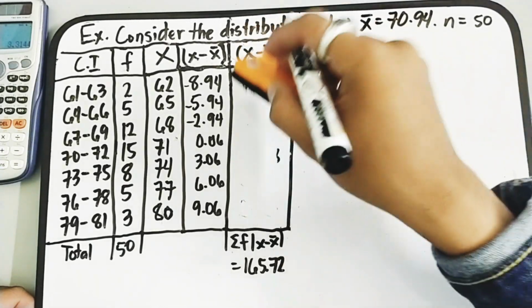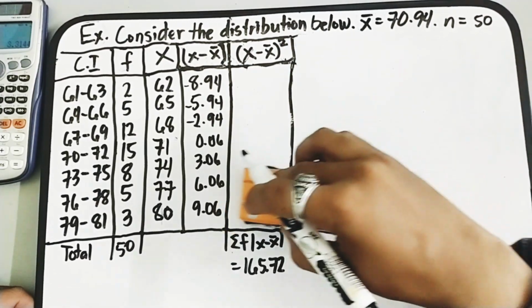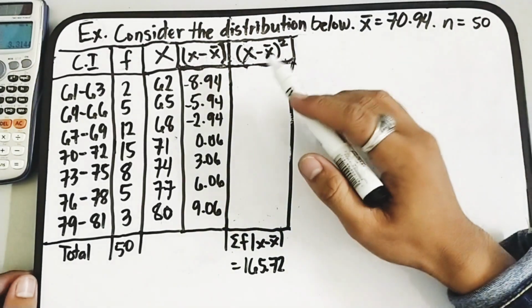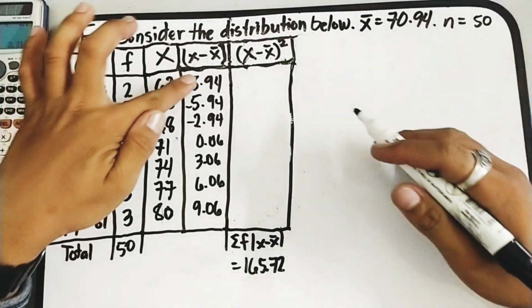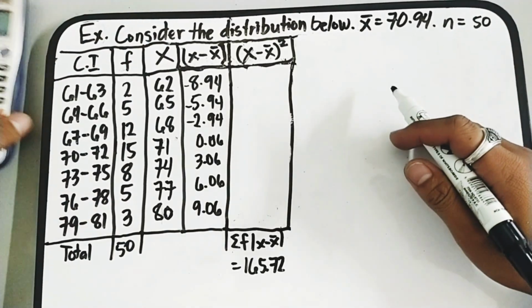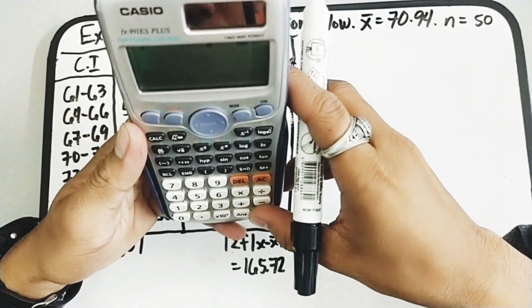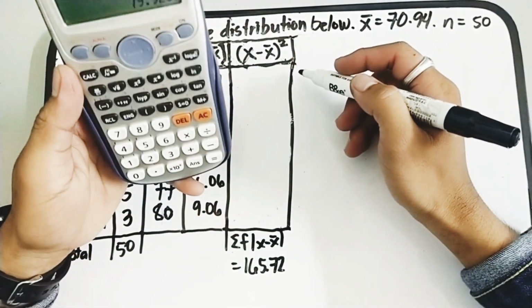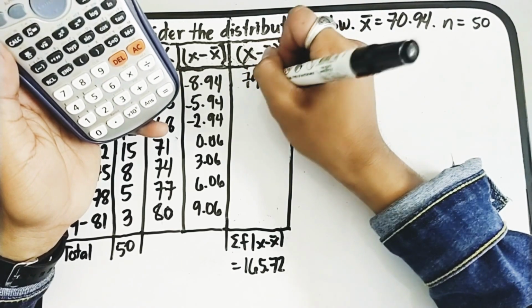Kasi ang kailangan natin ay the following. So, ito na yung kailangan natin sa kanya, x minus x squared. So, ngayon, squared natin itong mga nandito. So, 8.94 squared. We have that value of 79.92. Okay? 79.92.